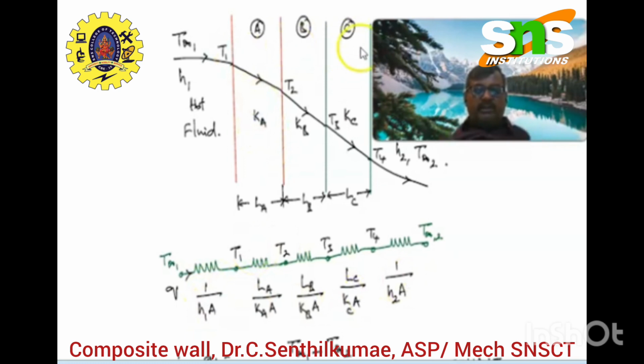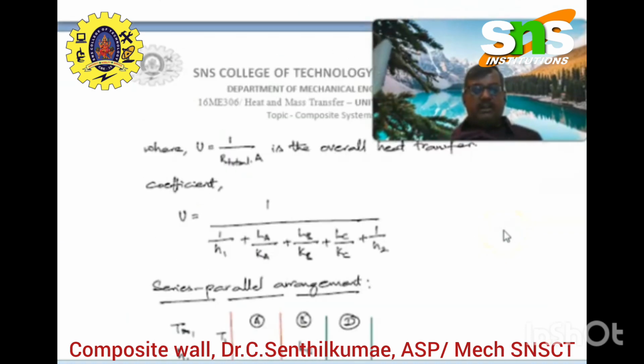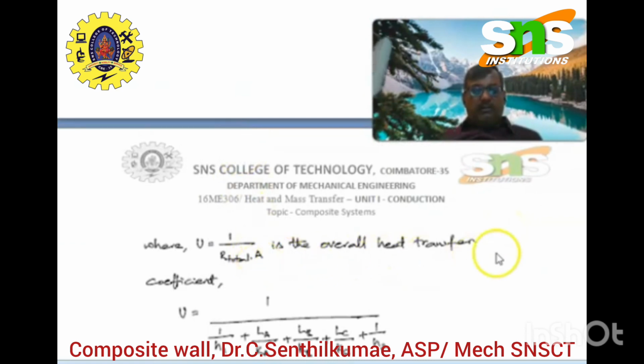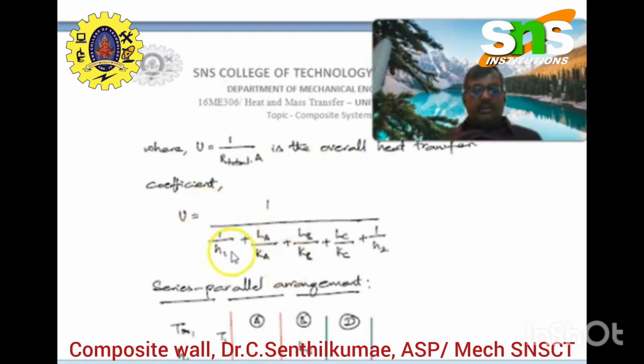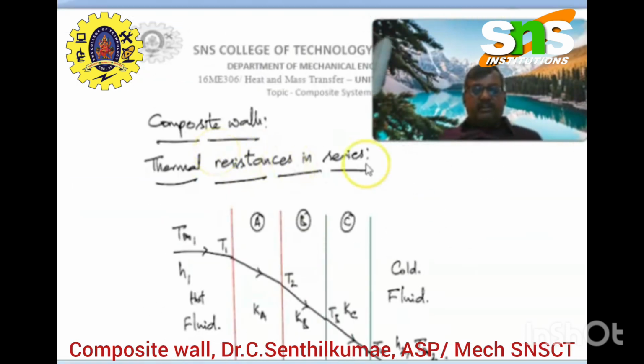In between, A, B, C have conduction. So the resistance considering conduction will be L by KA: La by KaA, Lb by KbA, and for C, Lc divided by KcA. T infinity 1 minus T infinity 2, and Q is equal to T infinity 1 minus T infinity 2 divided by 1 by H1A plus La by KaA and so on. Q equals UA delta T, and 1 by R total thermal is the overall heat transfer coefficient. U will be 1 by H1 plus La by Ka plus Lb by Kb plus Lc by Kc plus 1 by H2. This is the condition for thermal resistance of a composite in series.